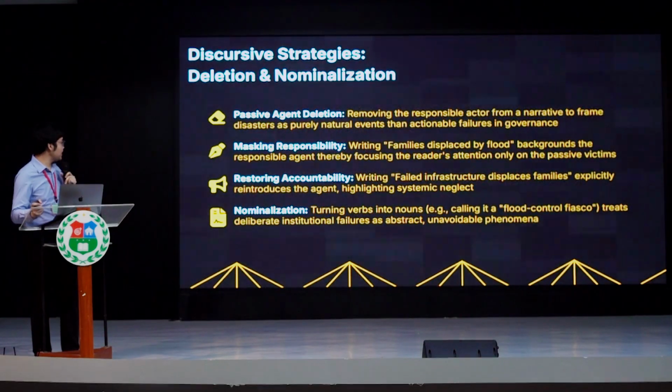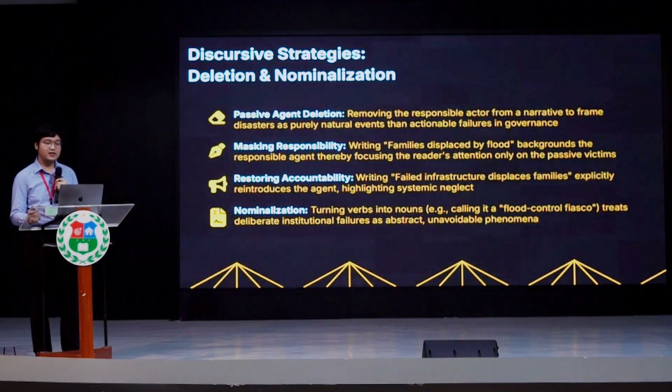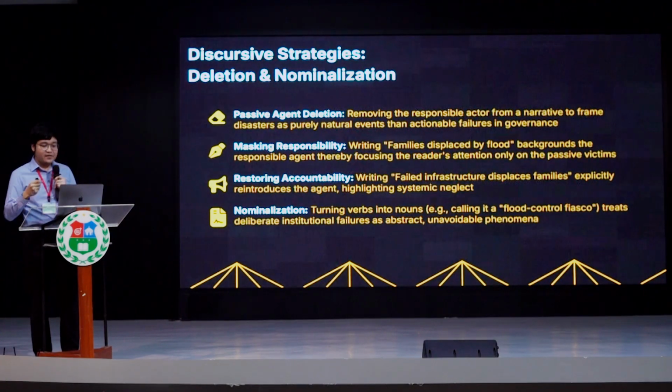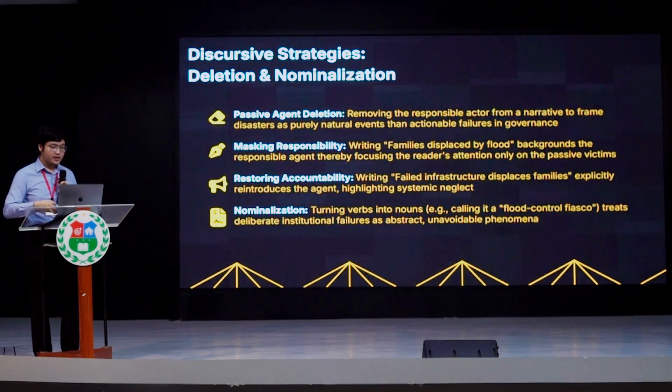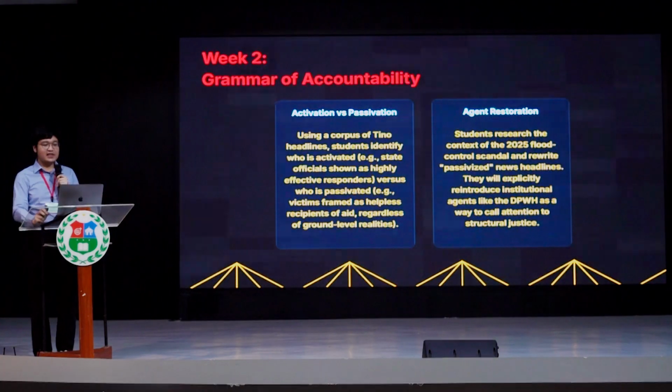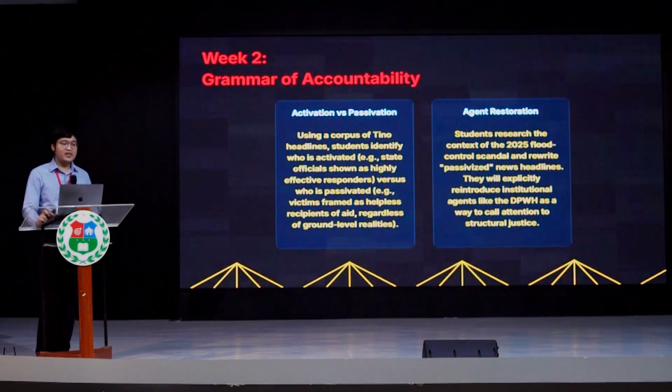So, specifically, what we are looking at here is discursive strategies. We're going to focus here on the acts of nominalization, wherein deliberate institutional inactions are turned into abstract nouns. Next is the heavy focus on passive agent deletion, wherein possible responsible actors are removed from the narrative. So when we apply this in the classroom, we do an activization versus passivization exercise. We use a corpus of local narratives surrounding Tino. The students identify here who is activated, and then which ones are passivized. So we equip the students with an agent restoration workshop, basically.